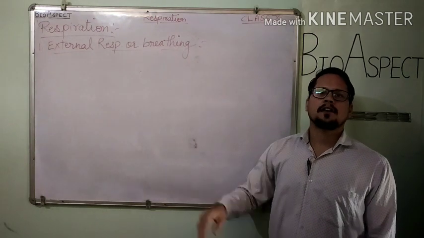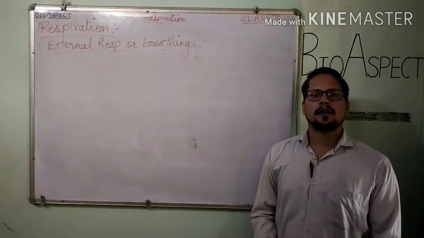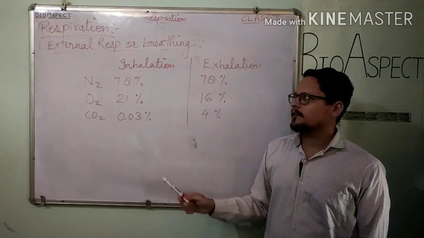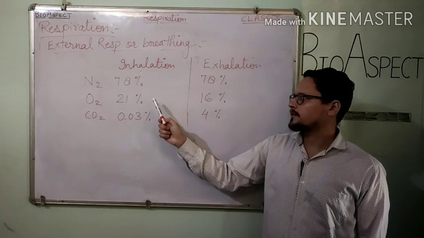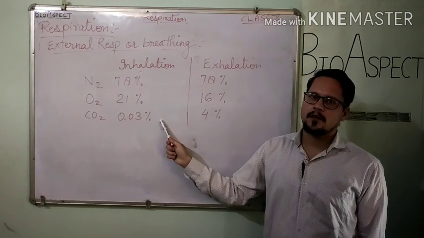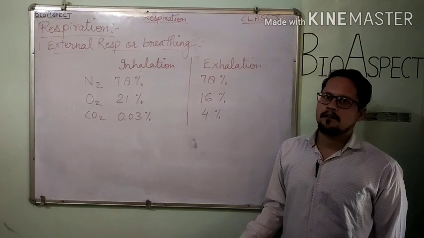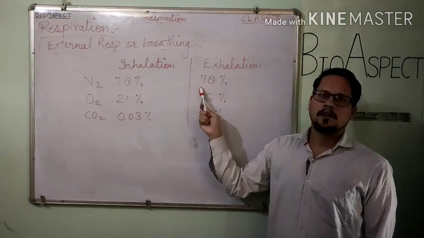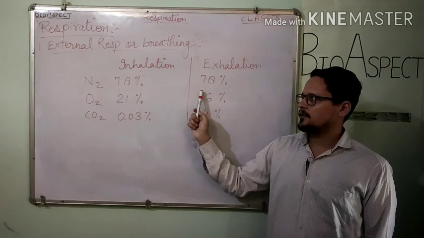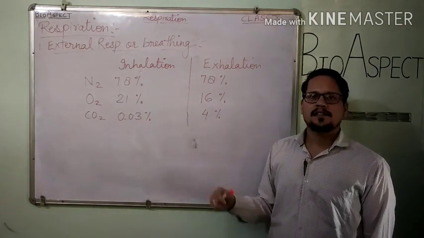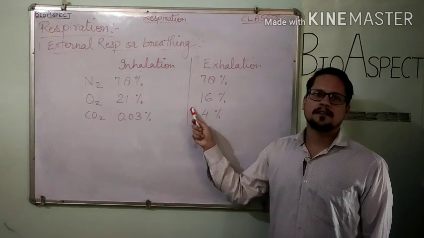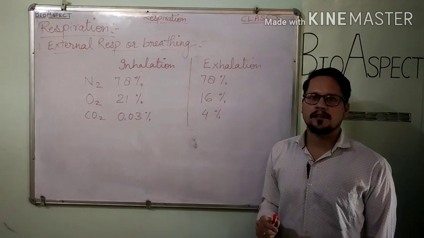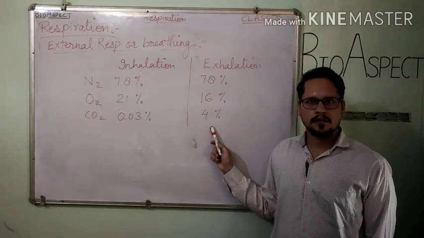I am writing here the variation of different gases during inhalation and exhalation. So when we inhale the air, it contains nitrogen 78%, oxygen 21% and carbon dioxide 0.03%. When we exhale, nitrogen is not used up by our body cells. It will be given out as it was. Oxygen is utilized by our body cells, so its percentage will be reduced, and carbon dioxide will be produced by our body cells, so its percentage will be increased.